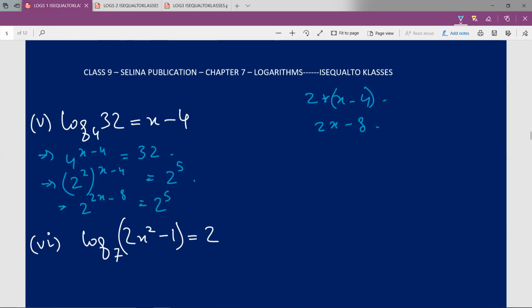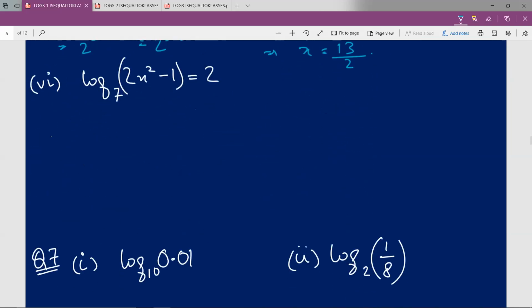to the power 5. Now, as I've said before, if the bases are same on the LHS and the RHS, according to some exponential law, don't worry about that law, I could write this as 2x minus 8. The powers will be same. 2x minus 8 will be equal to 5. So therefore, 2x will be equal to 5 plus 8. Now 5 plus 8 will be equal to 13. So therefore, x will be equal to 13 by 2. Moving on to the next subpart, the sixth subpart.